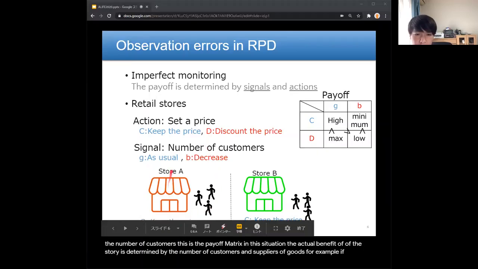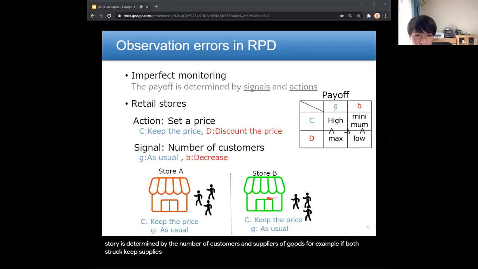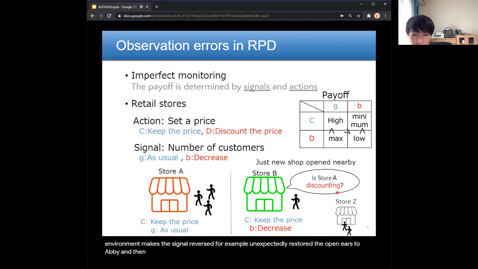For example, if both stores keep the price, the customers will not be biased towards one store. Therefore, both can sell the product at a high price and can get high benefit. In this situation, sometimes noise from environment makes the signal reversed. For example, unexpectedly, store C opened near store B, and then store B began observing a decrease in number of customers and getting minimum payoff. Here, store B thinks that store A discounted the price, as a defection. This is observation error. This is one of the elements we assume.